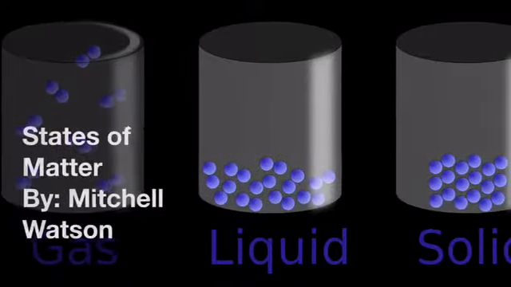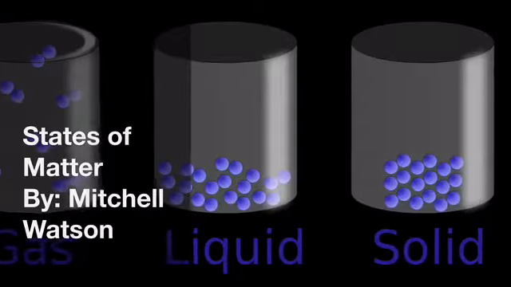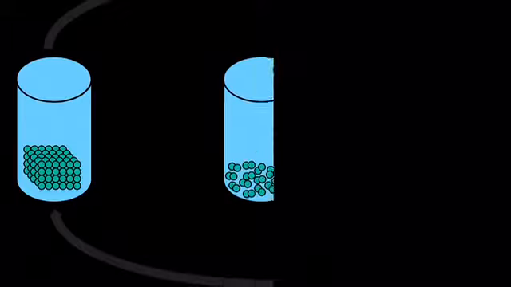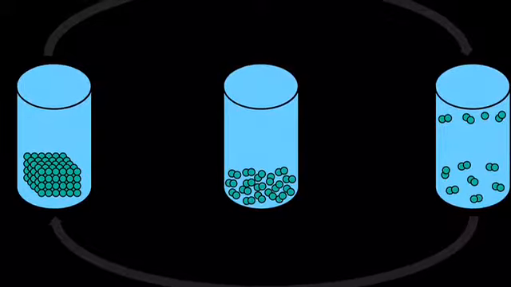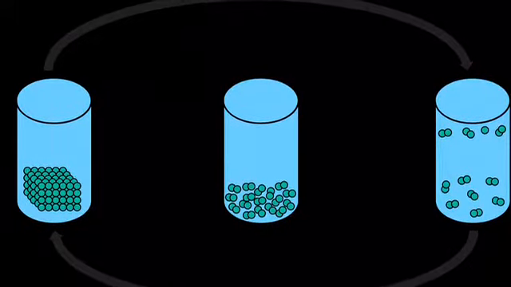In this video, we are going to discuss the three primary states of matter: solid, liquid, and gas. However, before we get started here, what actually defines a state of matter? The answer is that a state of matter is one of the distinct forms in which matter can exist in our world.